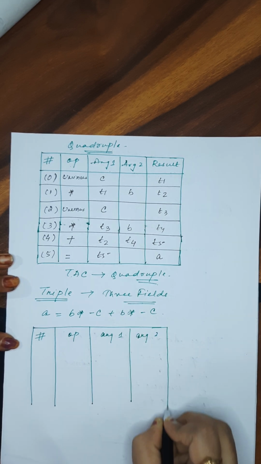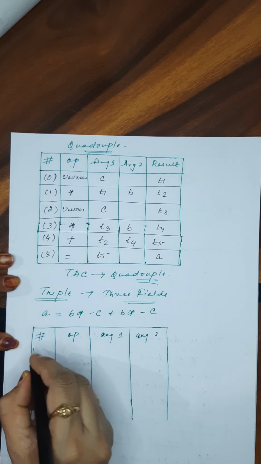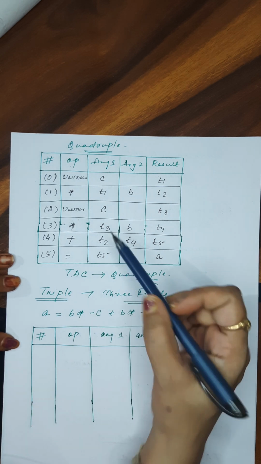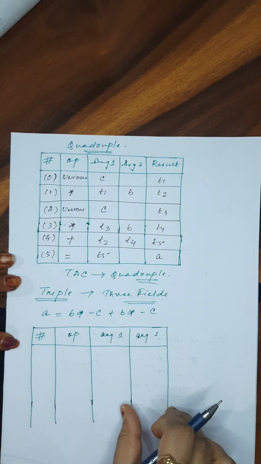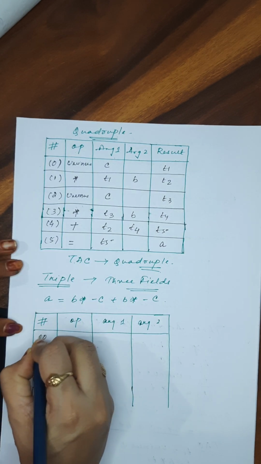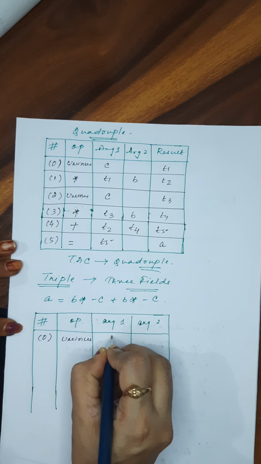It is the same as the quadruple, only what are we not using? We are only not using the result field. Okay. Same thing, replicate this, but we will not use the result field. So, how to do it? See, first is line number 0, write U minus C.